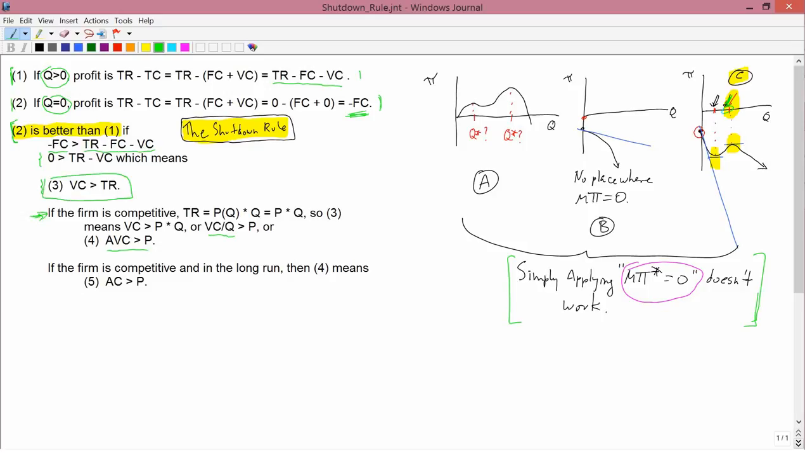If the firm is competitive, you've got 4. If the firm is competitive and you're working in the long run, then 4 means 5. The left-hand side of 4 is average variable cost. But in the long run, all costs are variable. And so there's no need to say average variable cost in the long run because all the costs are variable. We just say average cost.